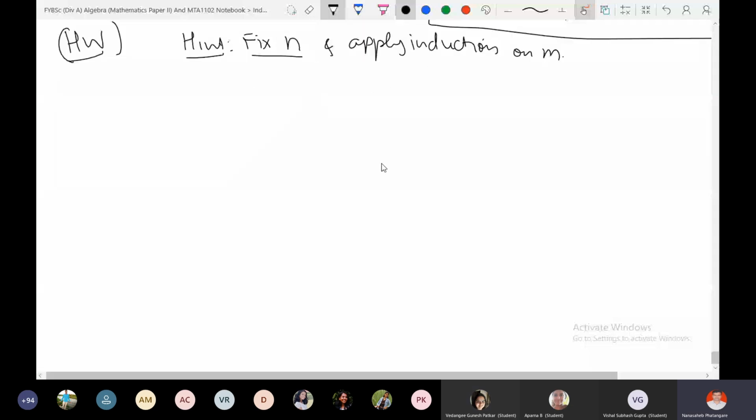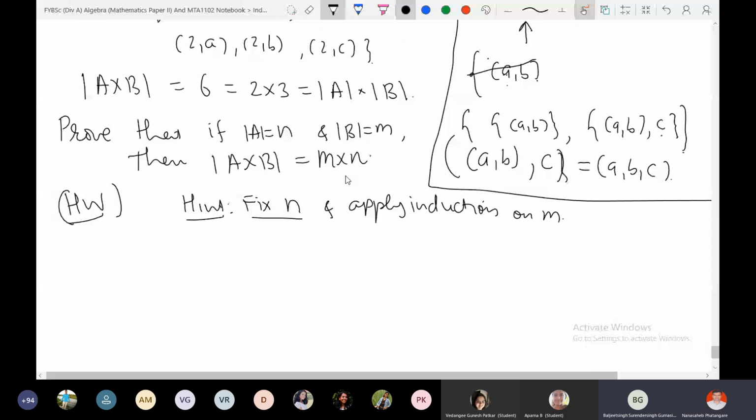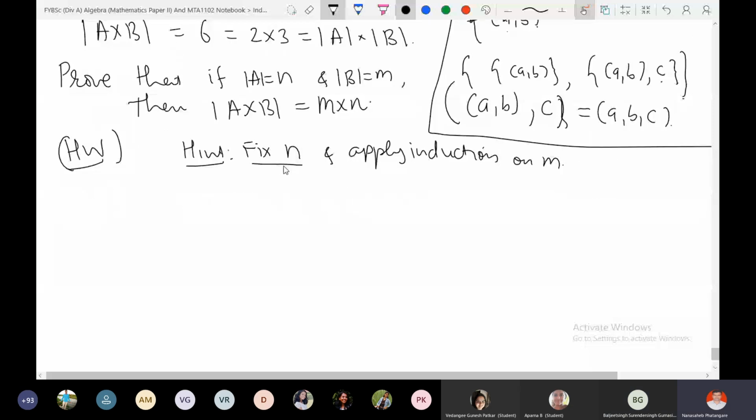Sir, can we prove this same thing without applying induction? Yeah, there are lots of ways, many ways. You can think about it, and if some people have different ways, while we conduct the practical session, we can discuss various ways to prove the same thing. Okay, fine.